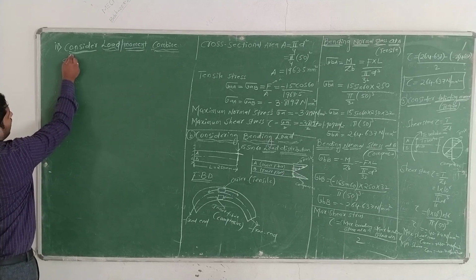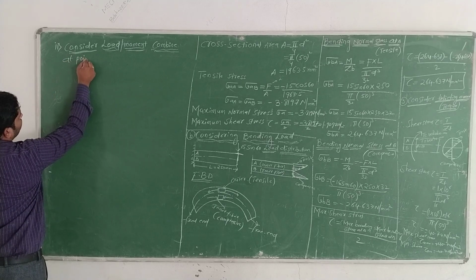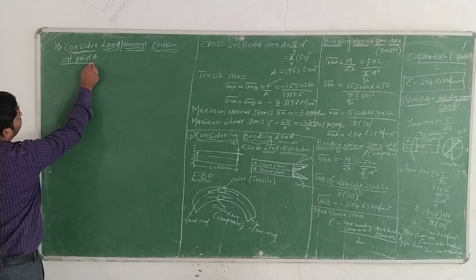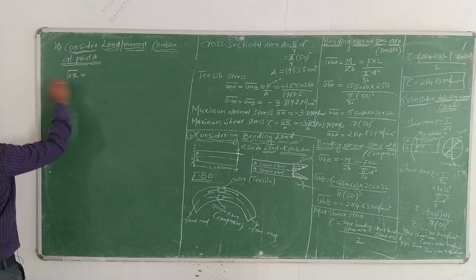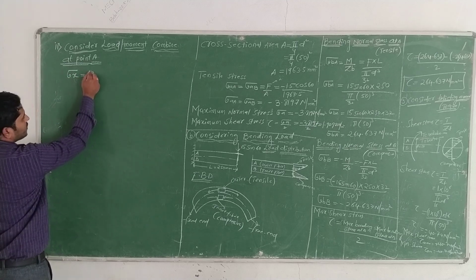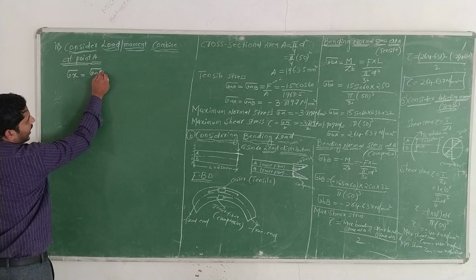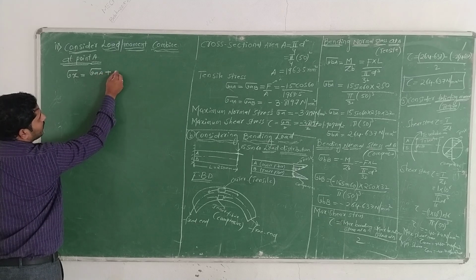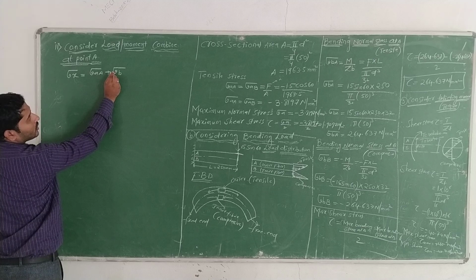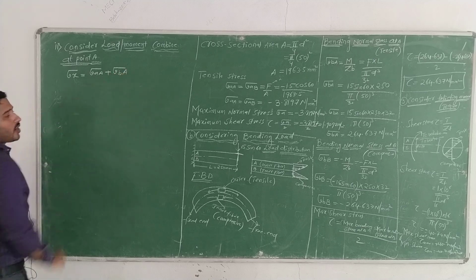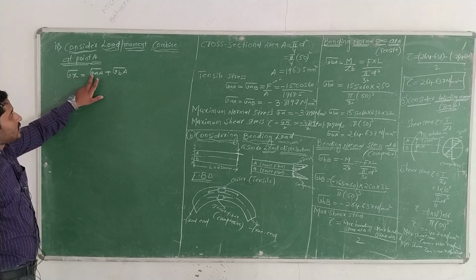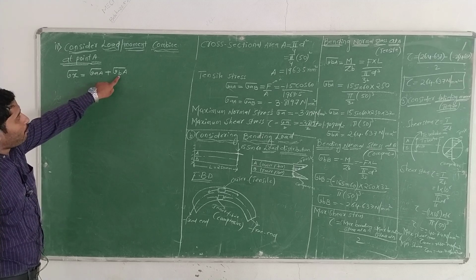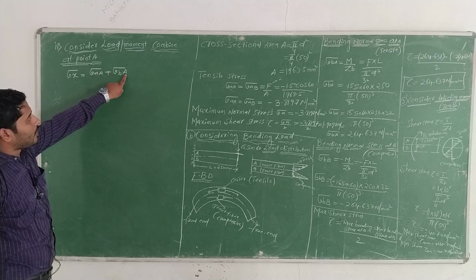Let us consider point A. At point A, the maximum stress sigma x, the normal stress, is equal to the axial stress acting at point A plus the bending stress acting at point A.